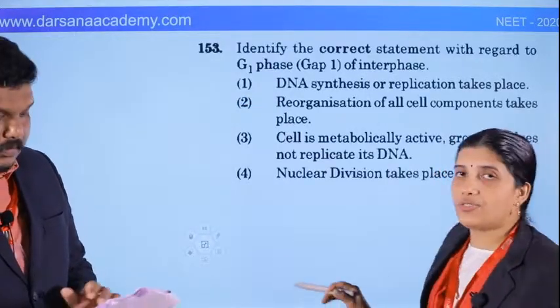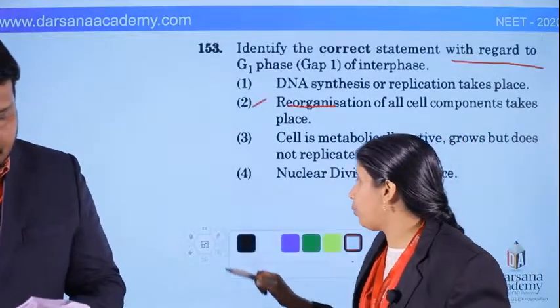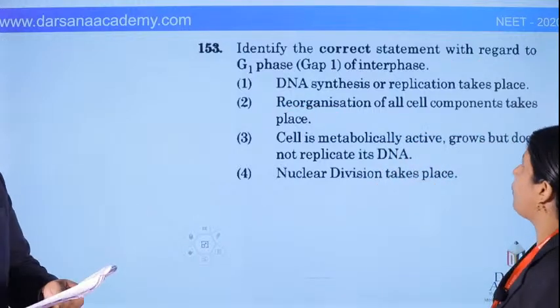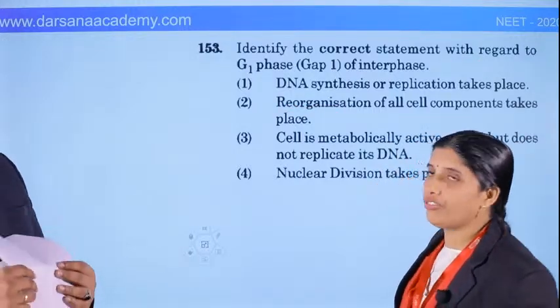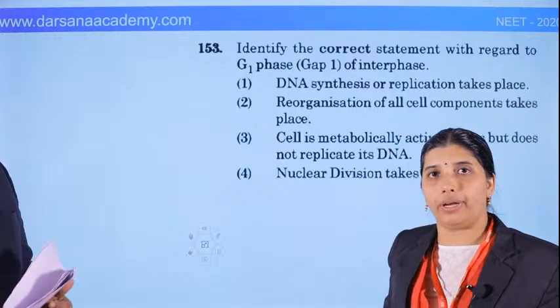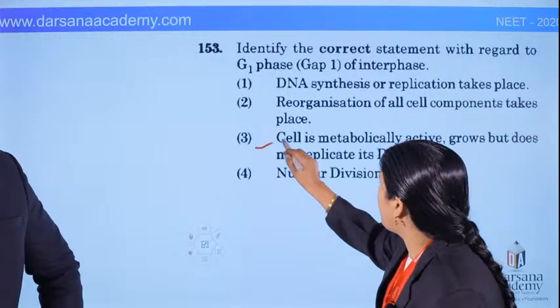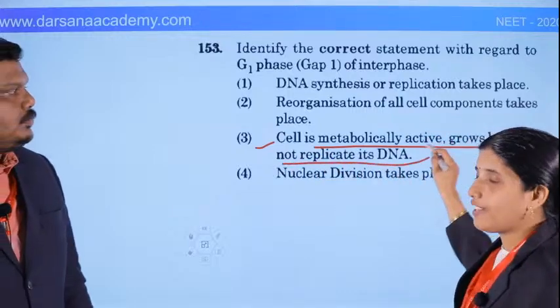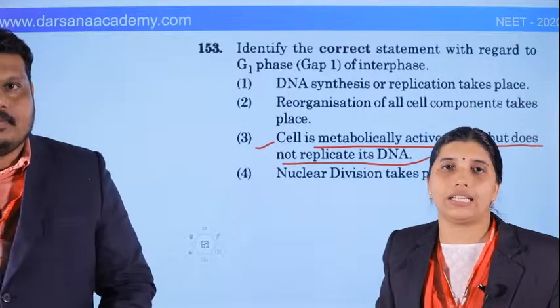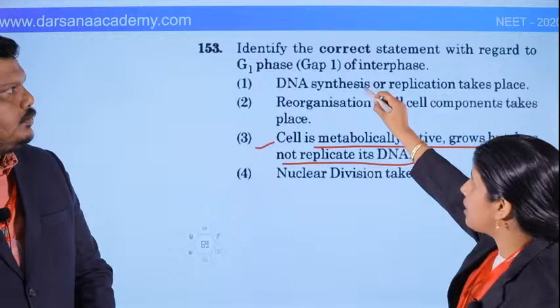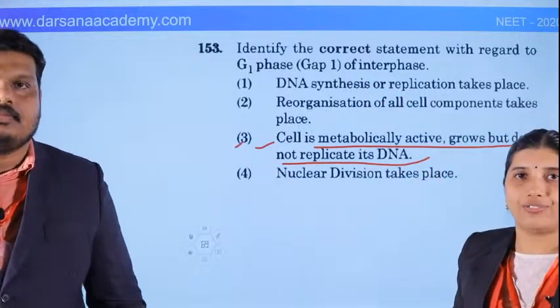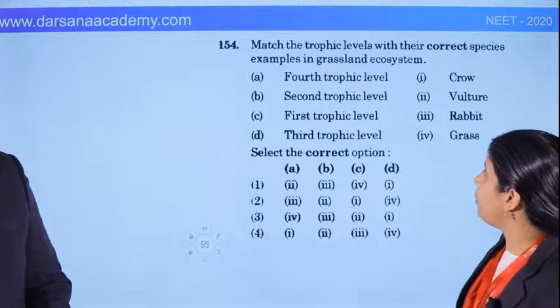153. Yes, that is from cell cycle. That's also very important. We can see question number 153. Identify the correct statement with regard to G1 phase of interphase. While we go through the NCERT statement, we can see that the cell is metabolically active, grows, but does not replicate its DNA. That statement we can see in the NCERT. What is the answer for this question? Gap 1 phase. Yes, 3 is the correct answer for this question. And what about the next question?